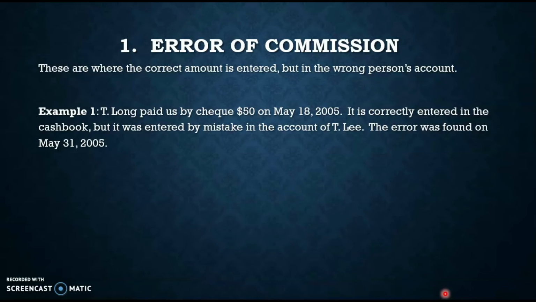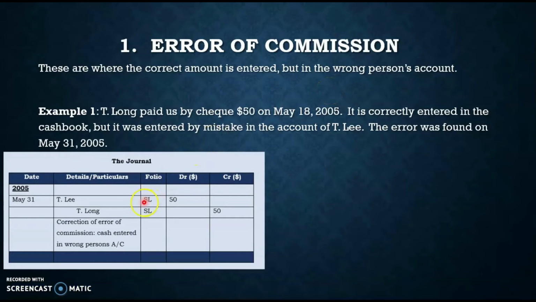So, for example, T Long paid us by check $50 on May 18, 2005. It is correctly entered in the cash book. So there's nothing wrong with the cash book. So the $50 was entered, but it was entered by mistake into the account of T Lee. So if you look at it, it's T Long, T and L, and you can easily make a mistake and put it in T Lee's account instead of T Long. So the error was found on May 31st. So we will have to make a correction to this error. So again, an error of commission is where the right amount was entered but in the wrong person's account.